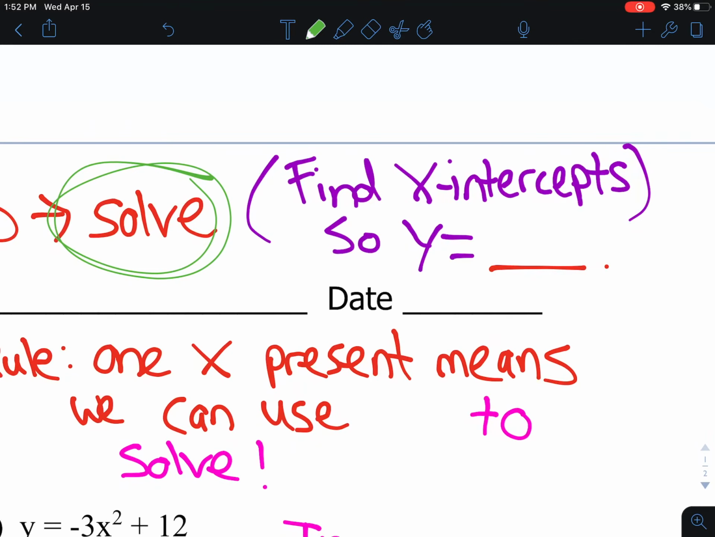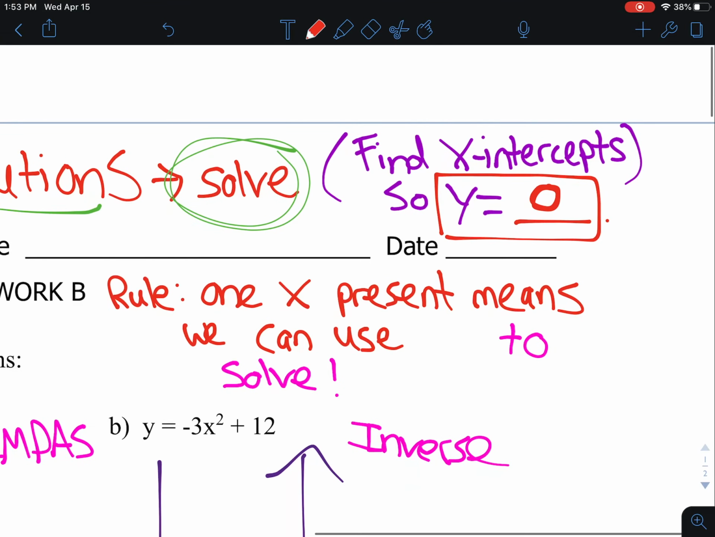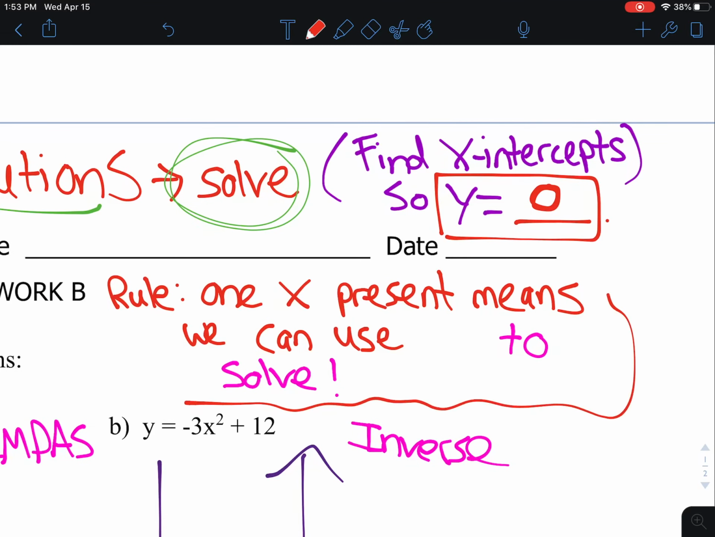So whenever you're finding x-intercepts or you're solving with quadratics, you have to remember the important rule right here, y is going to be 0. So whenever you have a choice for y, whenever you're solving, you let it be 0. This is an important rule as well. This actually is from first semester.